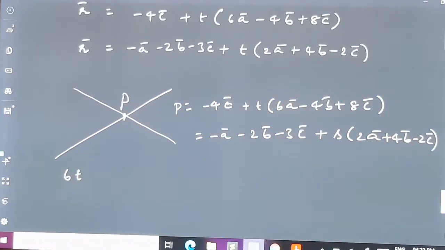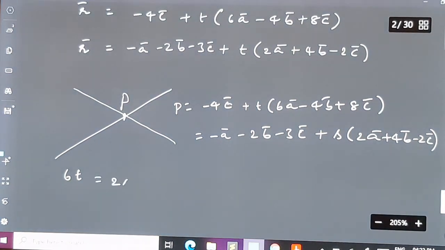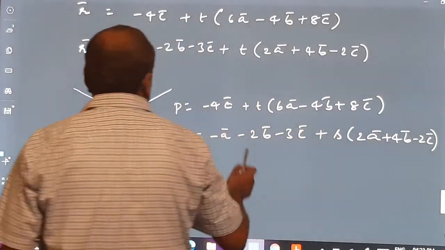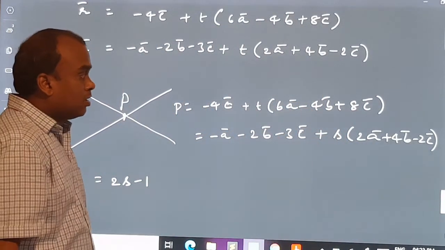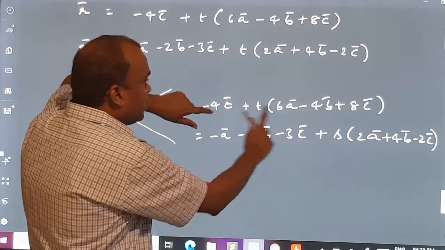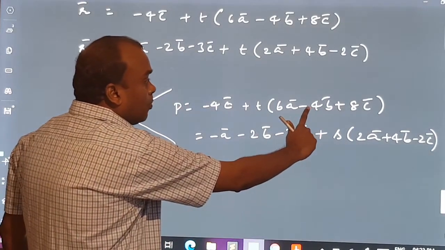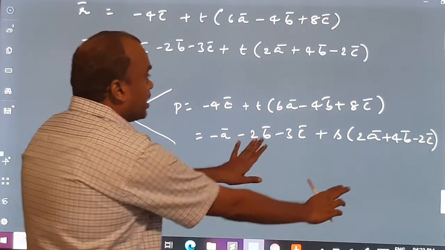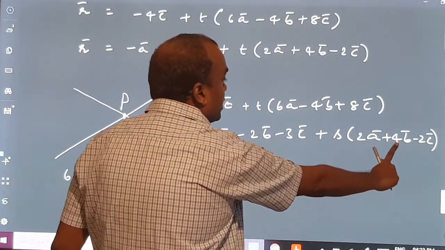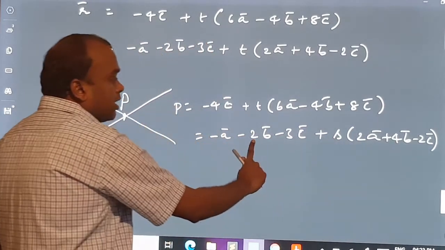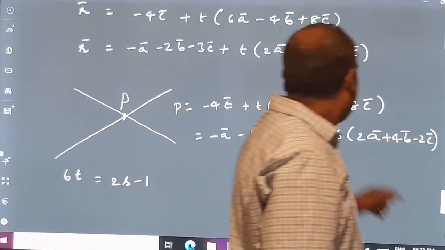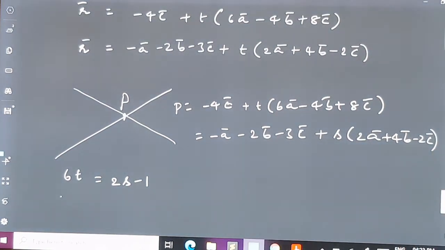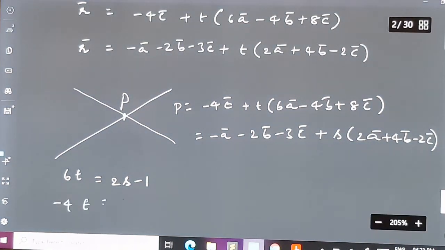So what I get on the right hand side is 2s minus 1. Now I compare components of b bar on both the sides. For b bar on the left hand side, b bar is only at one place and the component is minus 4t. And on the right hand side, I have again b bar at two places. You can see that here it is 4s and here it is minus 2. So I am getting minus 4t is equal to 4s minus 2.